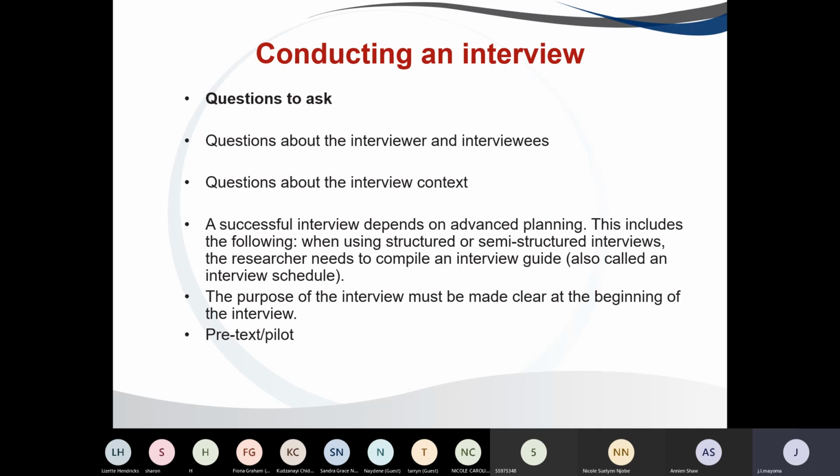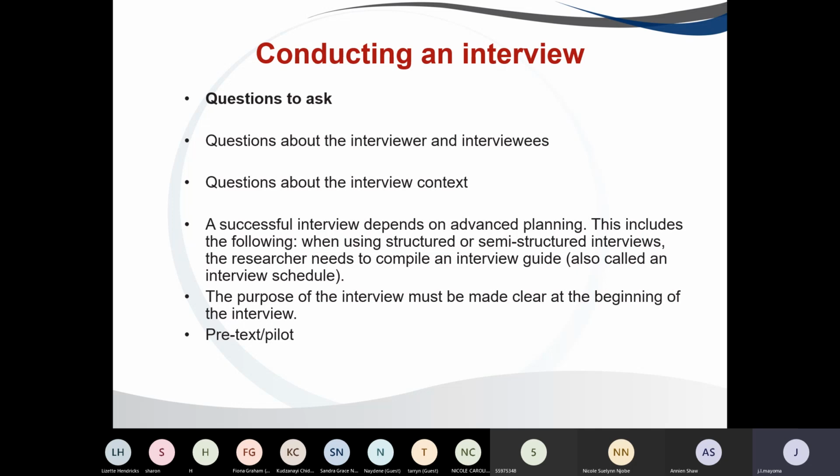So really, a successful interview depends on advanced planning, lots of planning. Basically you need to cross all the T's and dot all the I's, to ensure that once you are actually in that room, everything is in order, right?